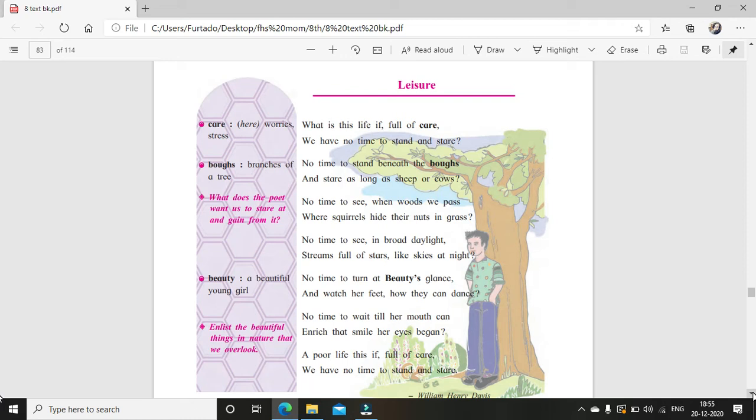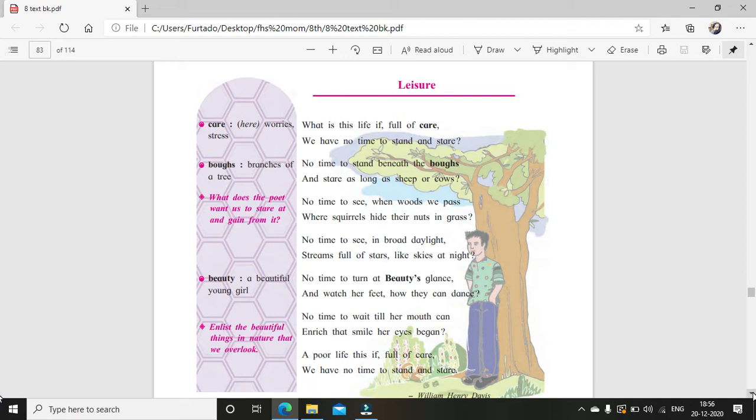So we have no time to relax like the animals. Animals are enjoying themselves much more than us. They are spending time in nature, spending time beneath the trees and enjoying God's creation.